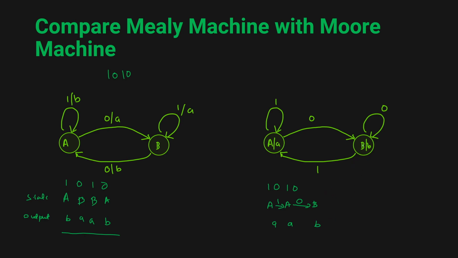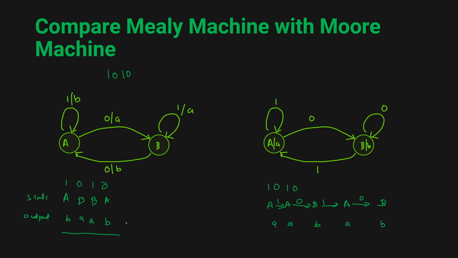In state B, you get another input 1. You come back to state A, and in state A, the output is going to be small a. And in state A, you get input 0. You go to state B again. State B. And in state B, the output is small letter b.